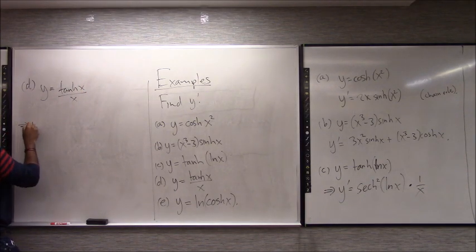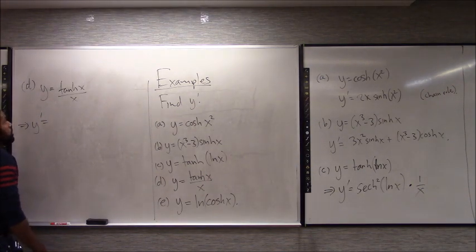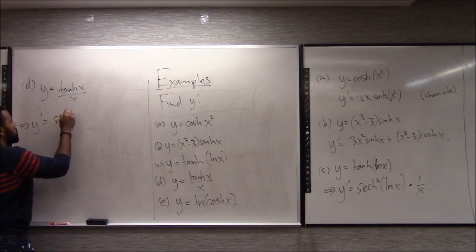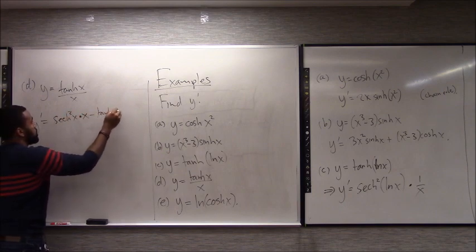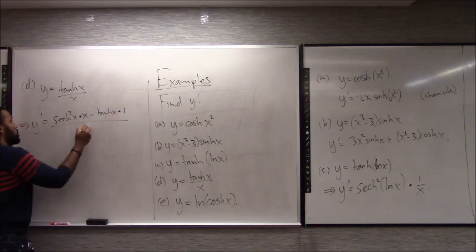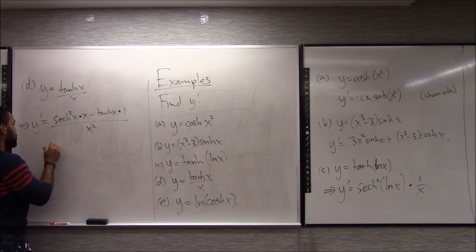So in this case, you have a division here, so the quotient rule is what you're going to want to do. It's the bottom times the derivative of the top, minus the top times the derivative of the bottom, all over the bottom squared. I don't think that really simplifies to anything.